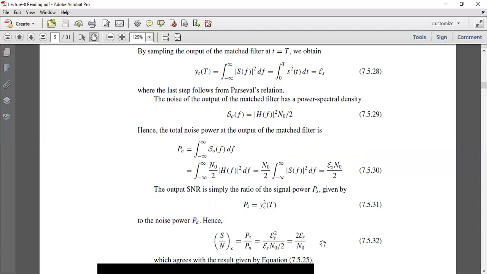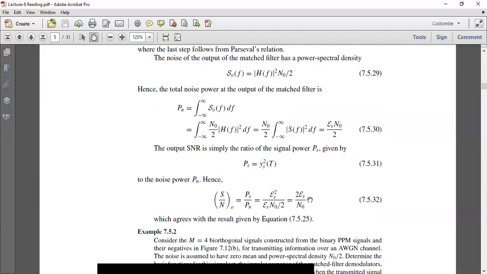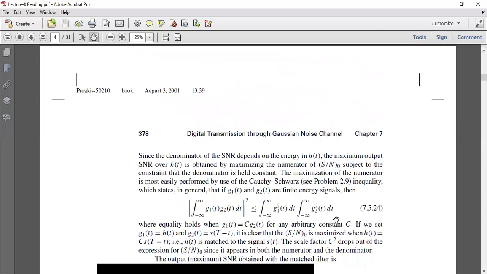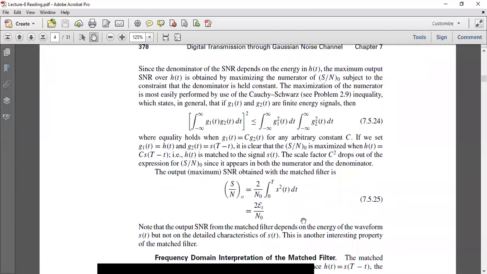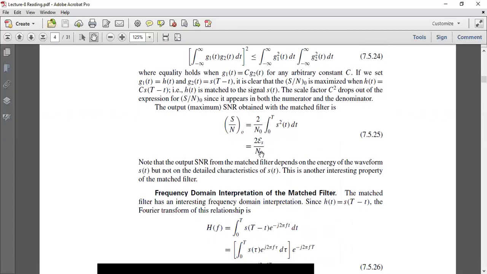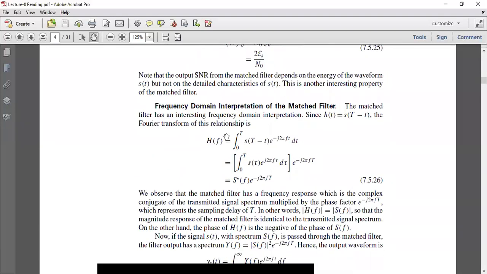So this expression will become 2 times Es over N0, which agrees with the result given by equation 7.5.25, the previous expression, this one. So he has proved that in the time domain, if we do the analysis and try to get the maximum signal to noise ratio, it is 2Es over N0. This expression is very important for the matched filter. The only things you need are the noise spectral density and signal energy to get the signal to noise ratio. He has done the analysis again in the frequency domain and both results are the same.